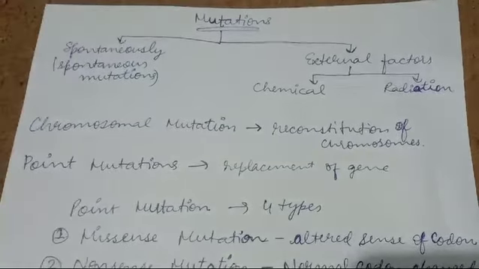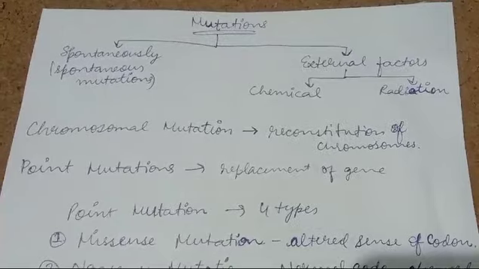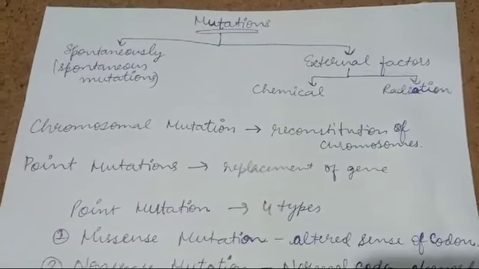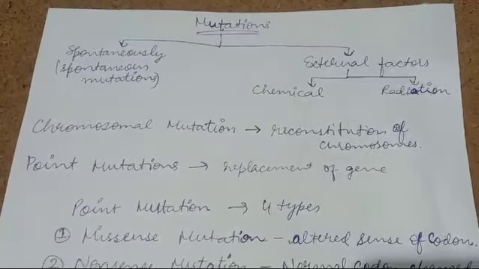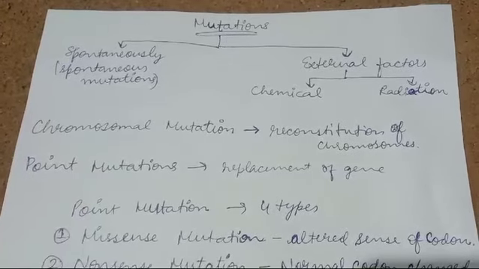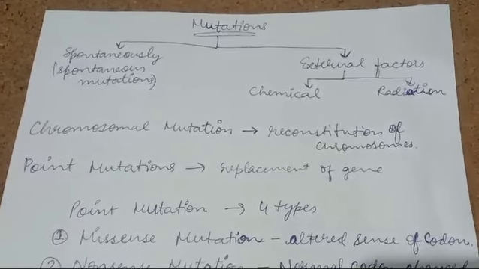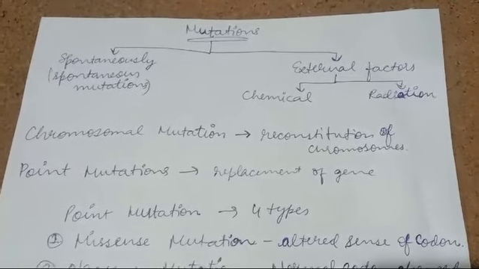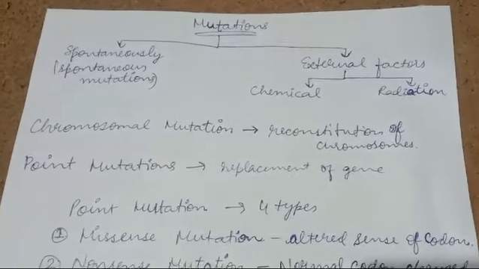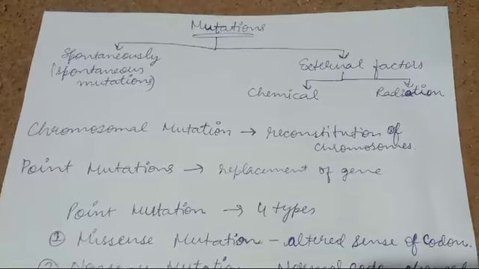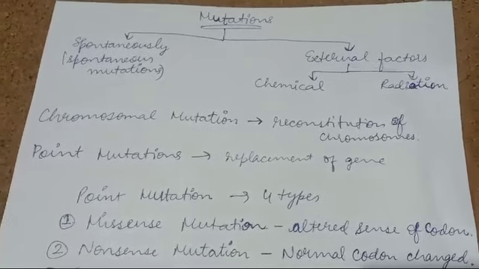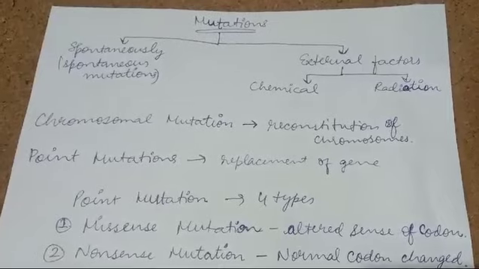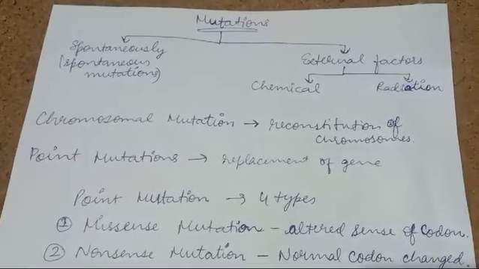Mainly mutations occur spontaneously, which I explained. The following two types of mutations should be distinguished. These are chromosomal mutations, reconstitutions of chromosomes, observable under the microscope, and point mutations. These point mutations are also called replacement or gene mutations.